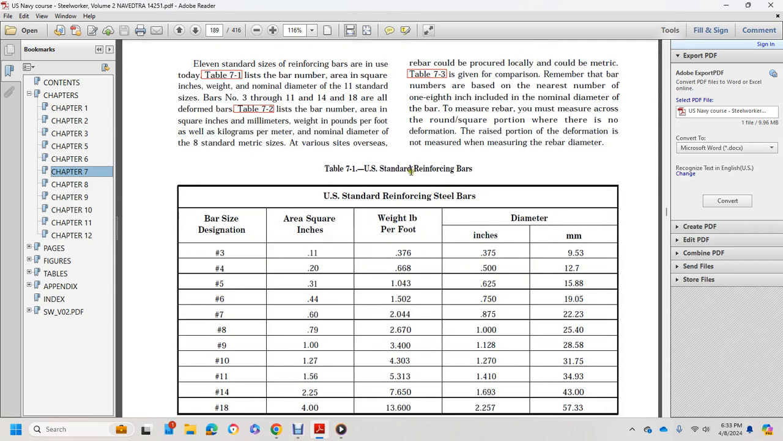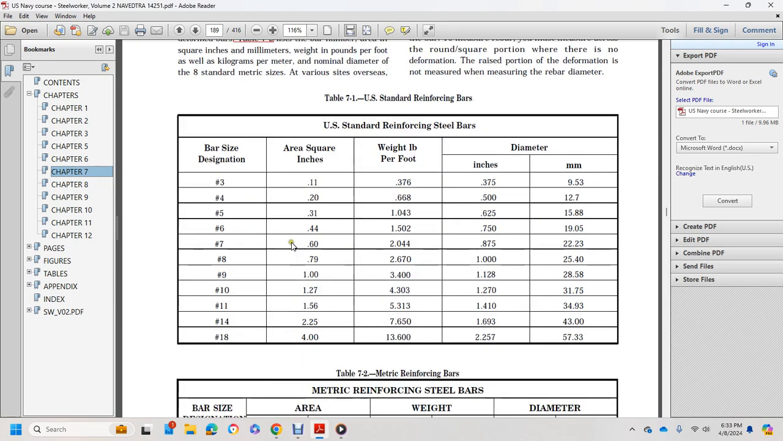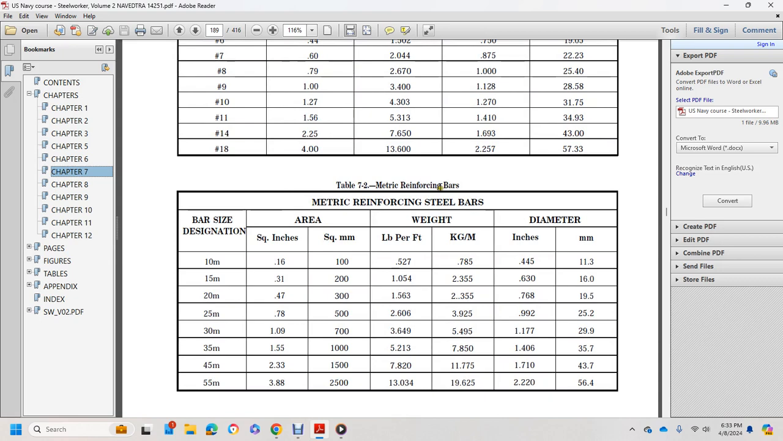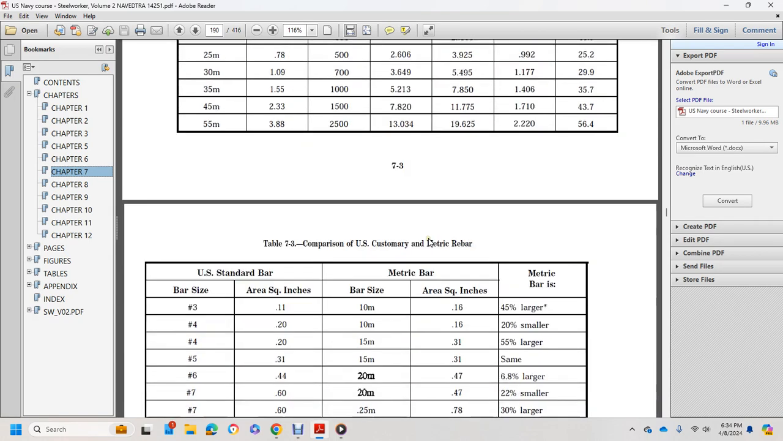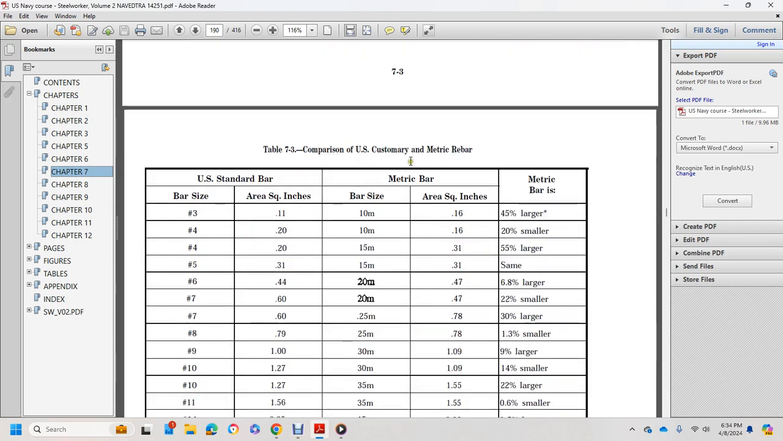Table 7.1, standard reinforcing bars: bar size designation, area in square inches, weight in pounds per foot, diameter in inches and millimeters. Table 7.2, metric reinforcing steel bars: bar size designation, area in square inches and square millimeters, weight in pounds per foot and kilograms per meter, diameter in inches and millimeters. Table 7.3, comparison of U.S. customary to metric rebar: U.S. standard bar size, area in square inches, metric bar size, area in square inches.